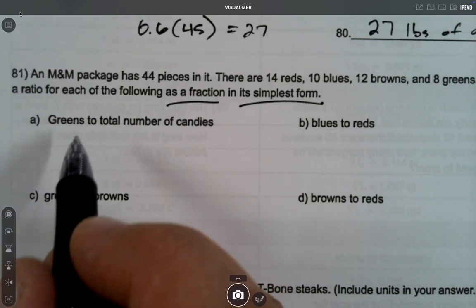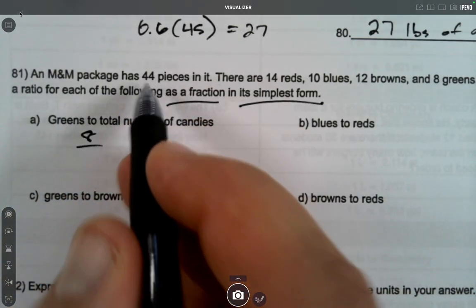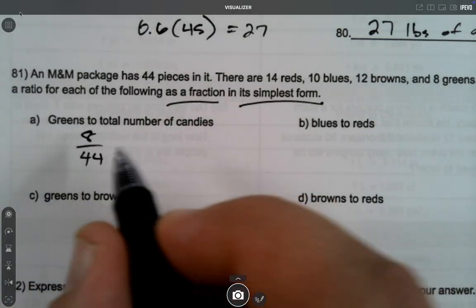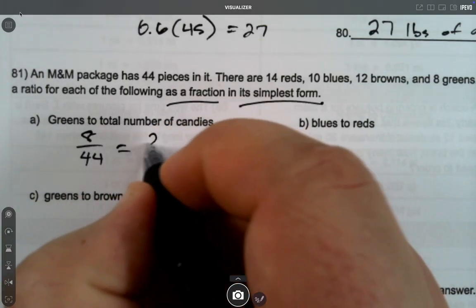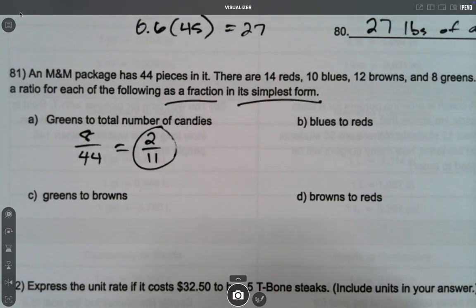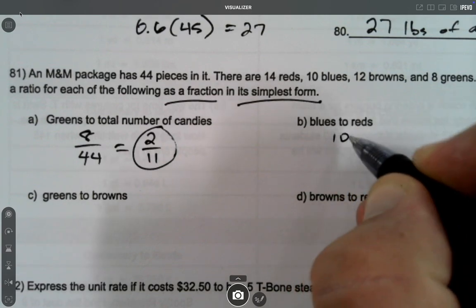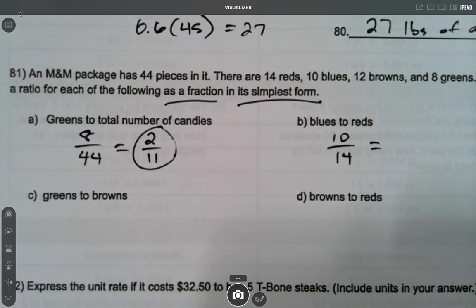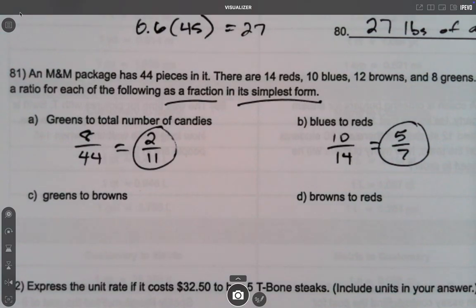So greens, there's 8 greens, to the total number of candies. So these can both be divided by 4. 8 divided by 4 is 2. 44 divided by 4 is 11. Then we do blues, which is 10, to reds, which is 14. They're both even numbers, so we can divide them both by 2, and we get 5 over 7.